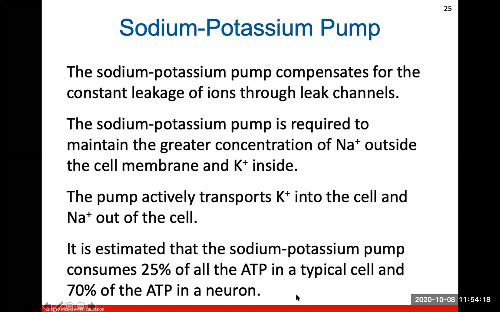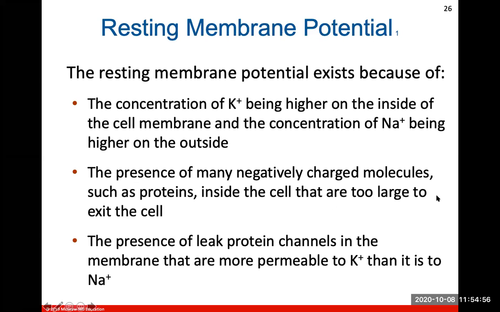And that 2-3 ratio is just the ratio of the sodium-potassium pump transporting 2 potassium in and 3 sodium out. And that happens at the exact same time. It's estimated that the sodium-potassium pump consumes about 25% of all the ATP in a typical cell and 70% of the ATP in a neuron. And that's because in order for the sodium-potassium pump to function, it requires ATP to do that transfer of 2 potassium in and 3 sodium out.